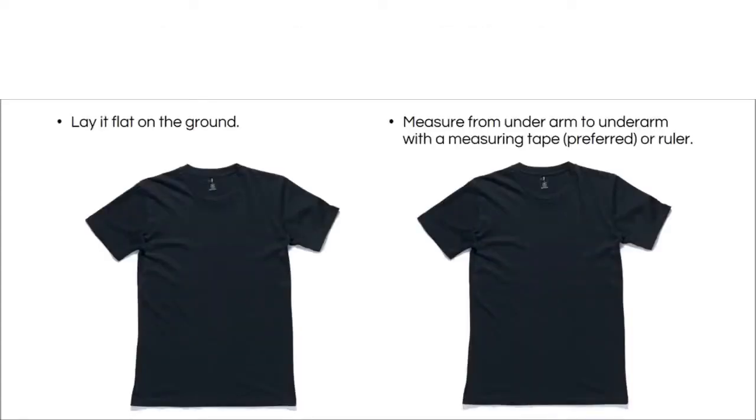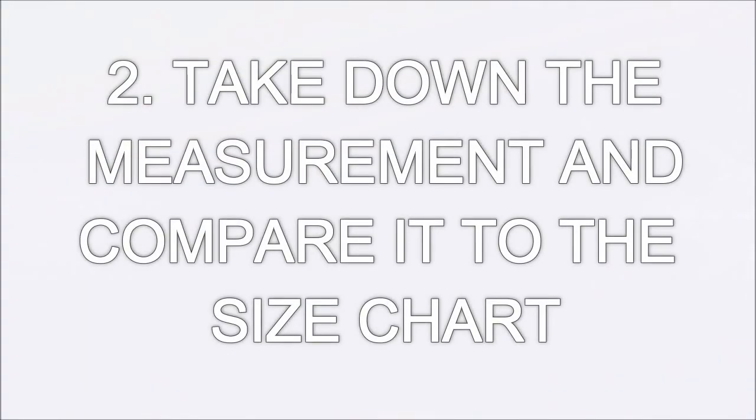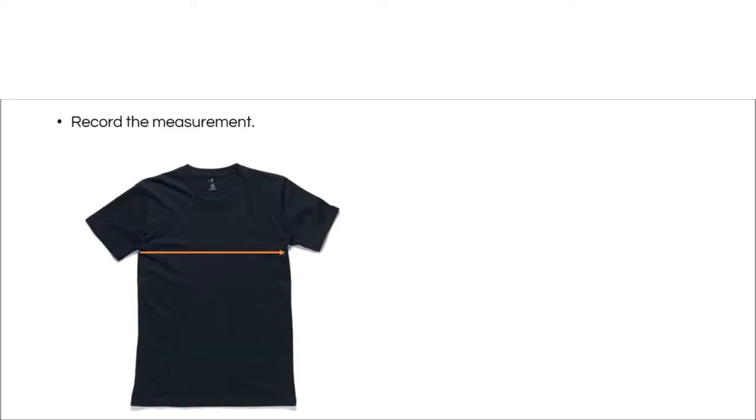Lay the shirt on the ground and measure from underarm to underarm, which will give you the chest/width size. Use a tape measure of any kind. Take down the measurement and compare it to the size chart. In this example, the measurement was 52 centimeters. Yours may be in inches, and that's perfectly fine.